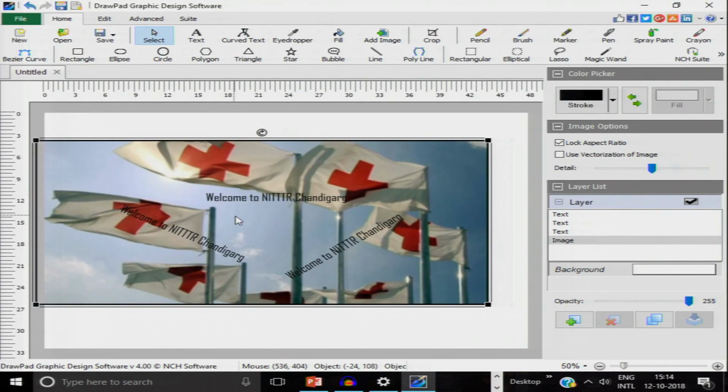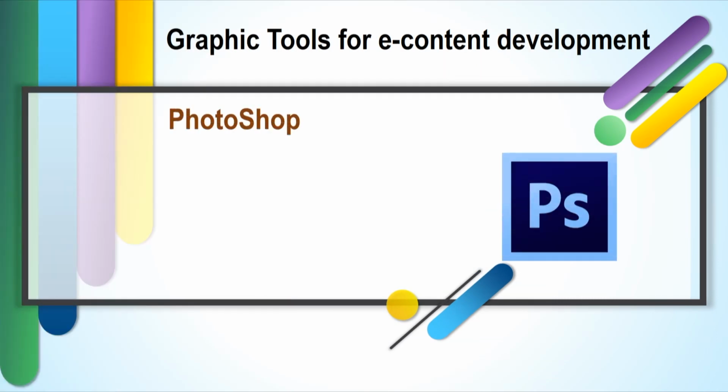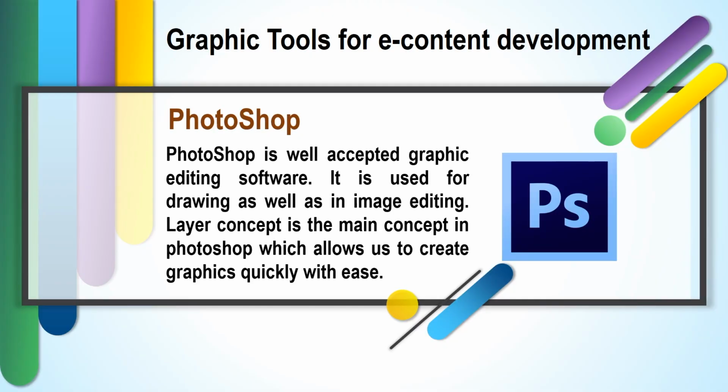Now we will see what other editing tools are used nowadays for creating e-content. Another tool is Photoshop. It is an Adobe product, and it is a licensed product. It is not free open source software. Photoshop is basically a very strong graphics editing software.